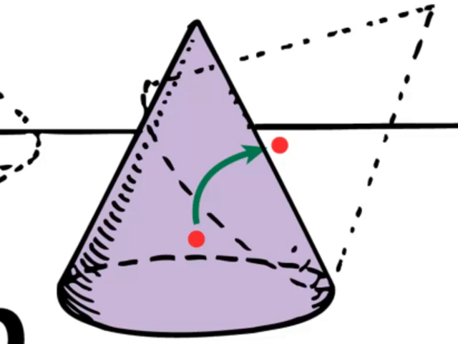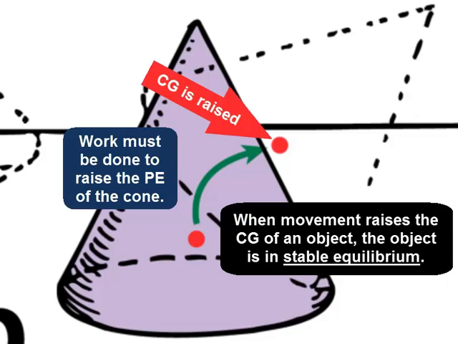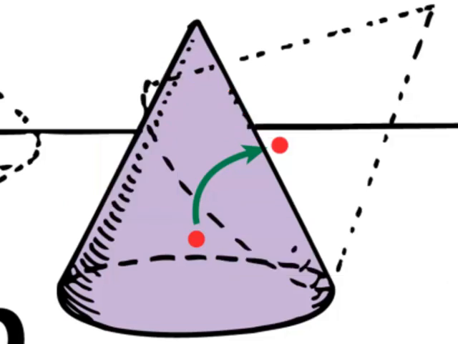A cone balances easily on its base. To make it topple, its CG must be raised. This means the cone's potential energy must be increased, which requires work. We say an object that's balanced so that any displacement raises its center of mass is in stable equilibrium.